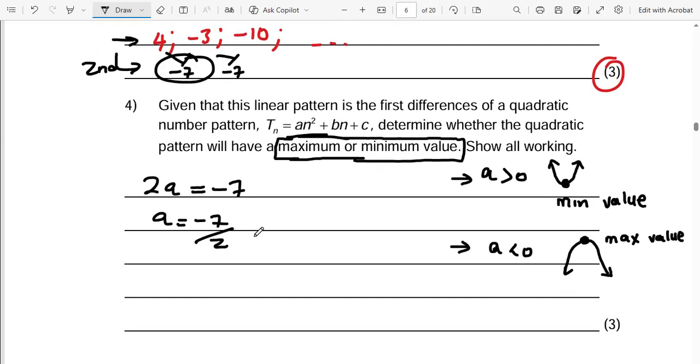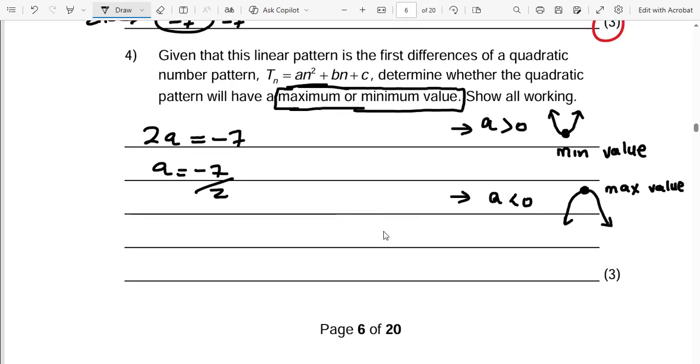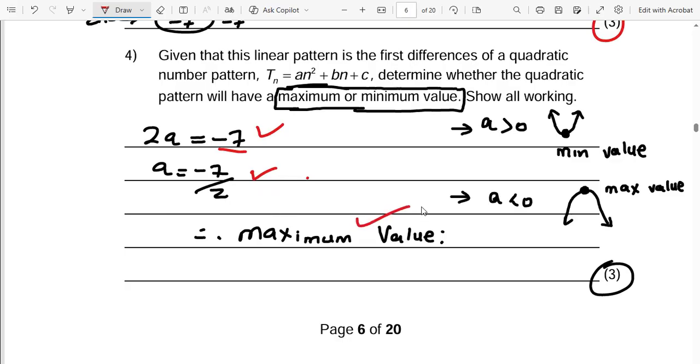So the value of a is what? The value of a is negative. Therefore, we're going to have a maximum value. Oh, this is a very nice question. Wow, such easy 3 marks. They'll give you a mark for understanding that this -7 is the second constant difference, given that this linear pattern is the first difference of the quadratic. Then a mark for finding a, and then for the conclusion of whether it is max or min.